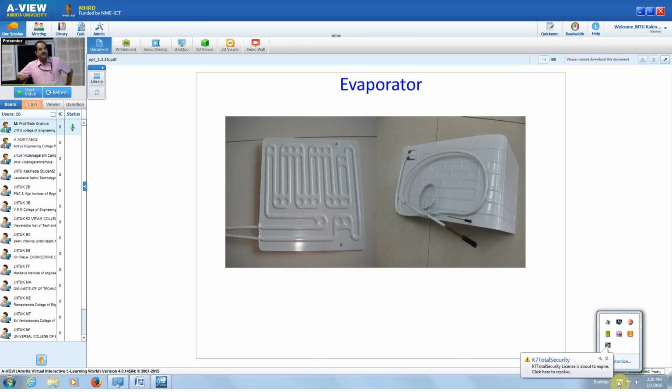These are the inside of a domestic refrigerator. You can see this type of cabin inside, right? These are the tubes actually, something like this. See here, it is connected. One side is connected to the condenser, the second one is connected to the compressor. These are the two ends.